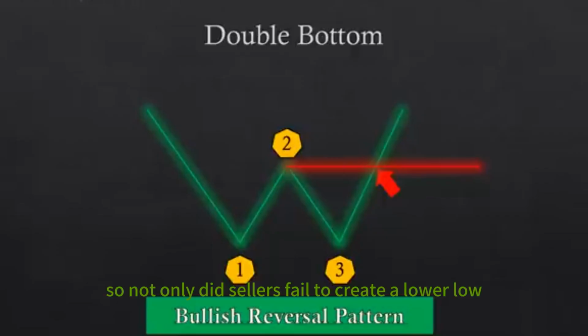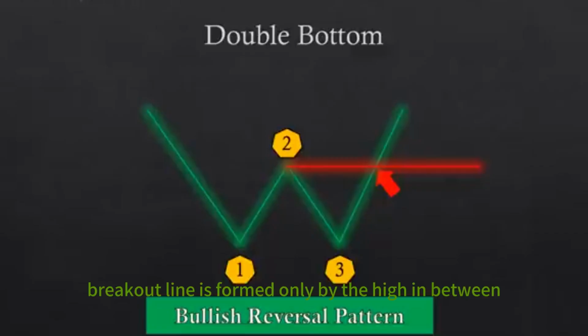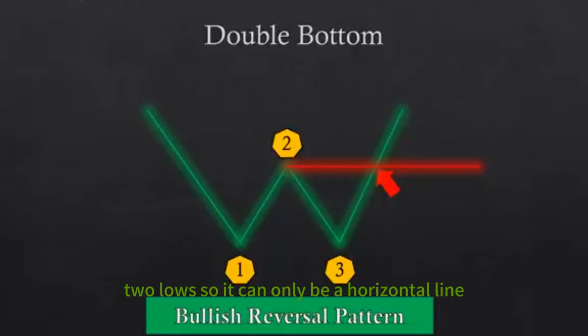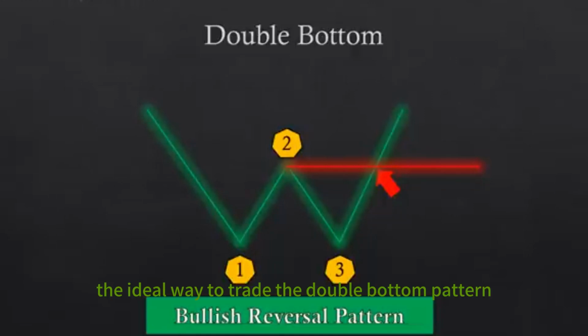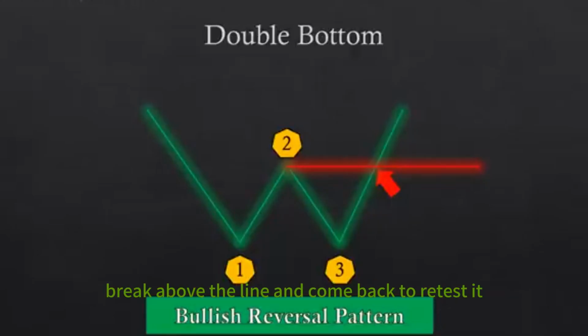So not only did sellers fail to create a lower low, but buyers were able to break the last level where sellers came from. This breakout line is formed only by the high in between two lows, so it can only be a horizontal line. The ideal way to trade the double bottom pattern is to wait for price to break above the line and come back to retest it as support.